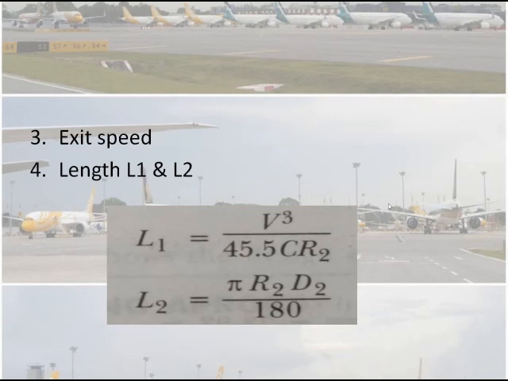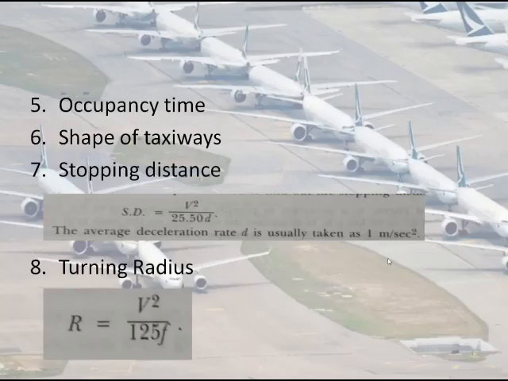The sixth point is shape of a taxiway. A slightly widened entrance of 30 meters, gradually tapering to the normal width of taxiway is preferred. The widened entrance gives more latitude to the pilot in using the exit taxiway. The seventh point is the stopping distance.